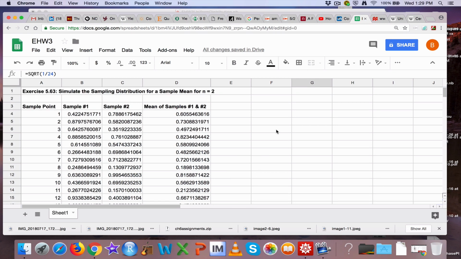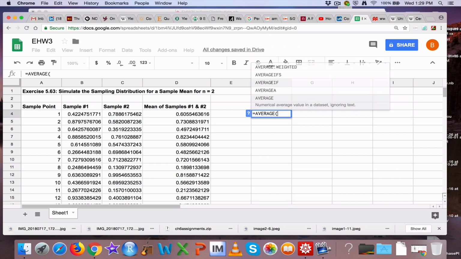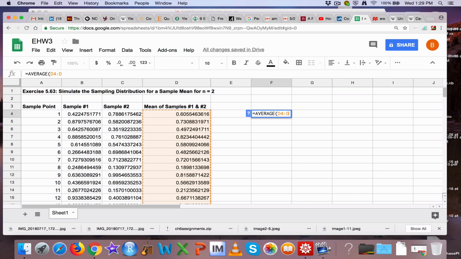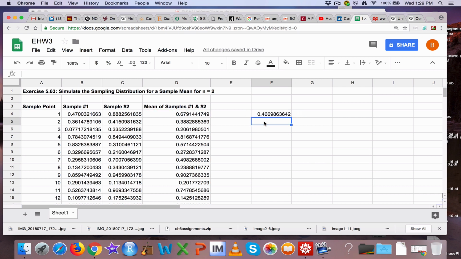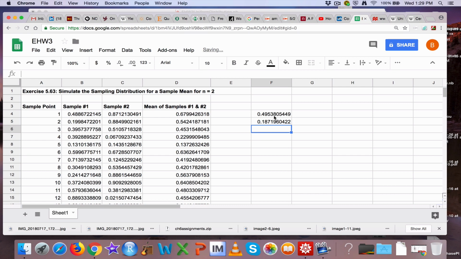We want to average these averages to see if it's close to 0.5. I could do equals average, D4 through D, what would it be? I think it was 105? No. 103 it should be. Close to 0.5, okay? And I could do the standard deviation with equals STDEV, D4 through D103. Okay, close to 0.2. This number is close to 0.5. This number is close to 0.2.